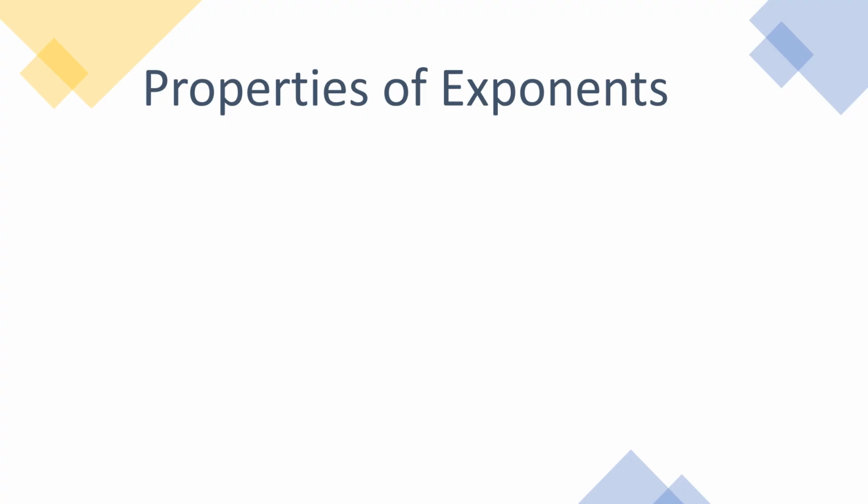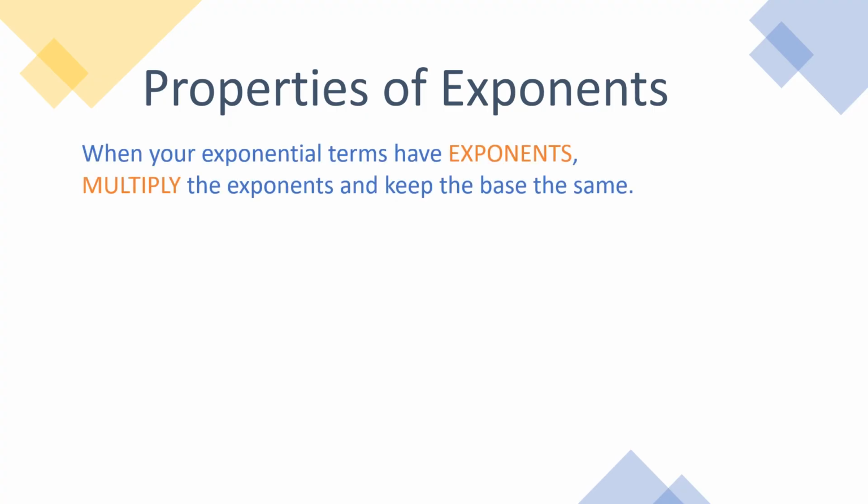And the last property we want to go over. When your exponential term has exponents itself, the rule says that you want to multiply the exponents, but you'll keep the base the same. So we have an x to the 2nd power in parentheses here, and then that whole thing is raised to the third power. So you can see my exponential term x squared has its own exponent of 3. So the rule says keep the base the same, x, and I'm just going to multiply these two exponents together. 2 times 3 is 6, so I get an x to the 6th power.